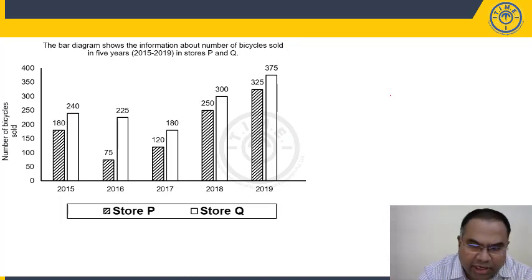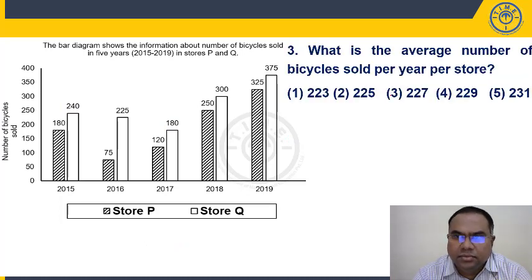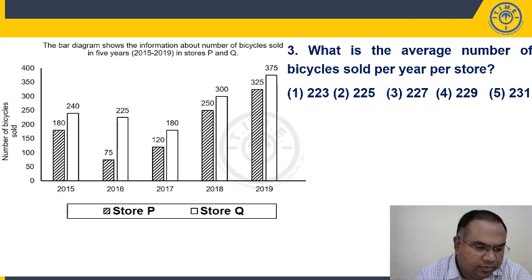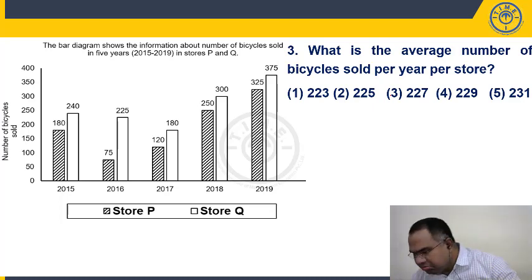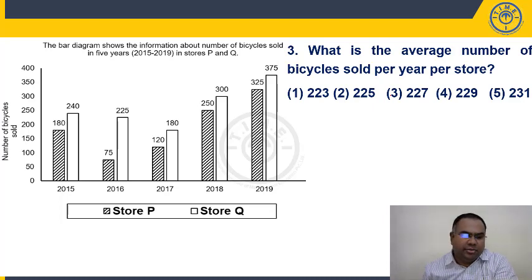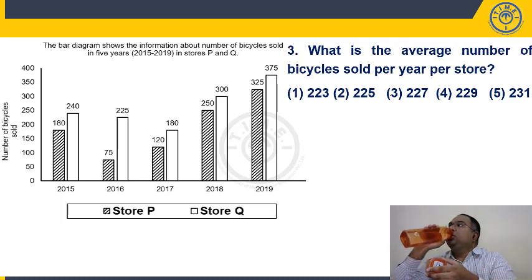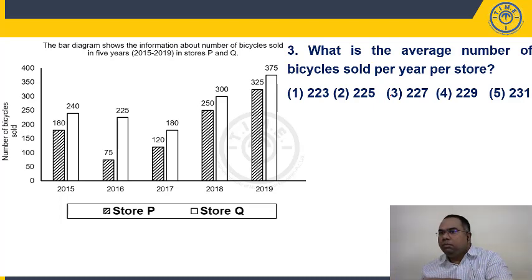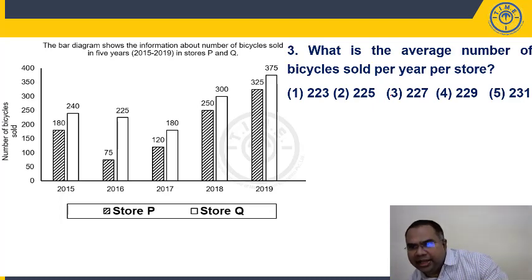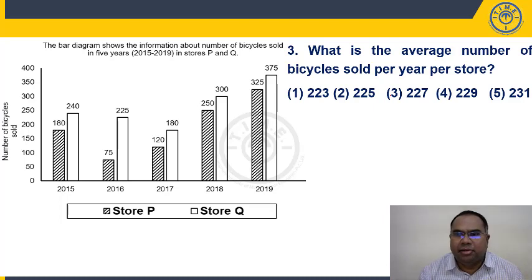Fine. Next question on your screen, students. Question number 3. What is the average number of bicycles sold per year per store? Fast. I'll give you 45 seconds of time or a little more because you have to add and find the average here. So 1 minute you take. Try this. The average number of bicycles sold per year per store. Average is given by sum of all quantities by total number of quantities.